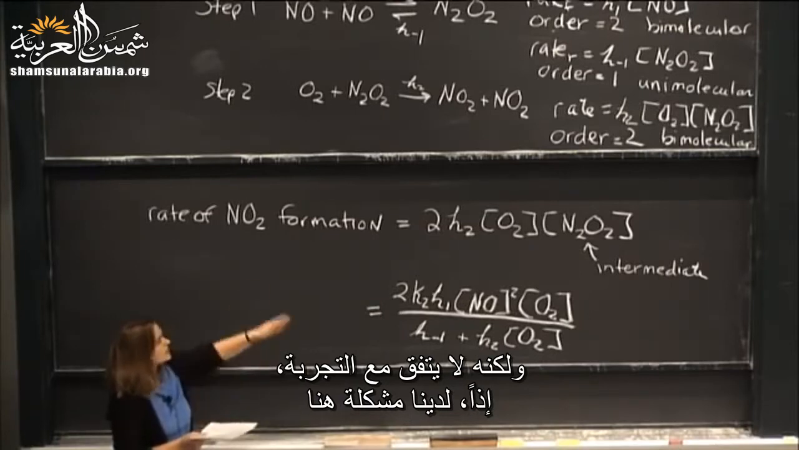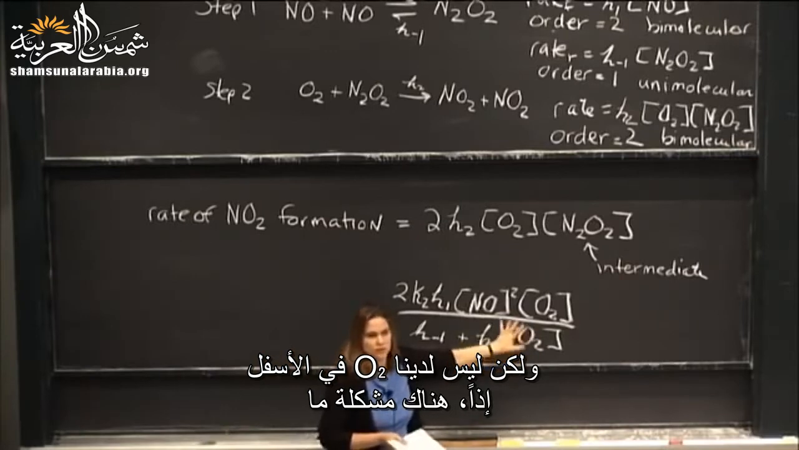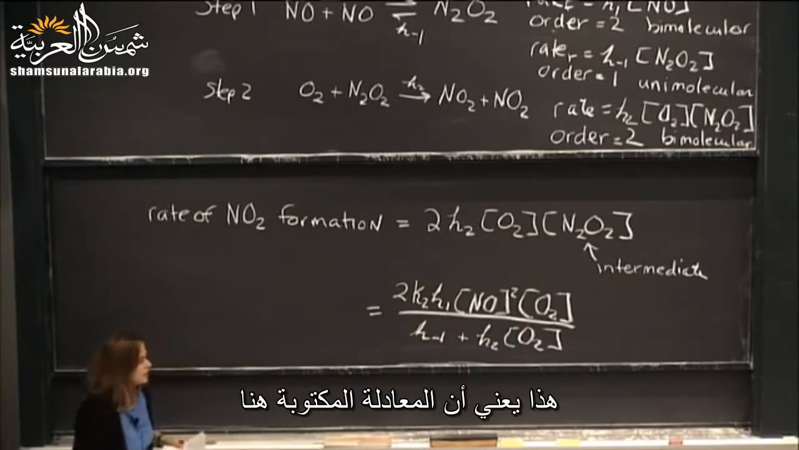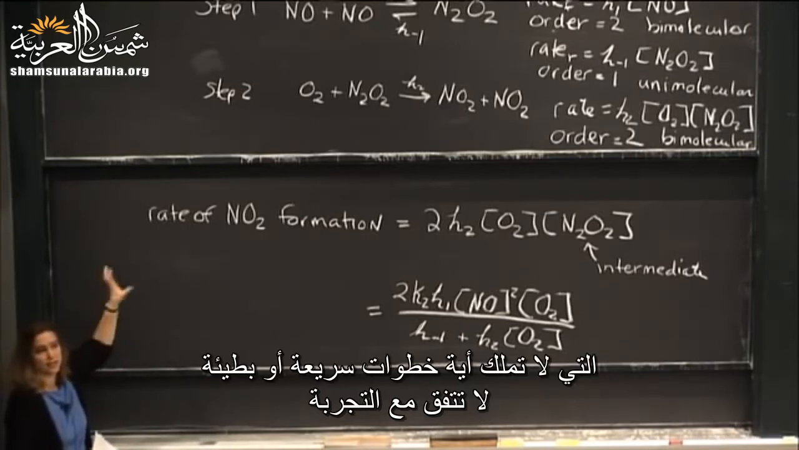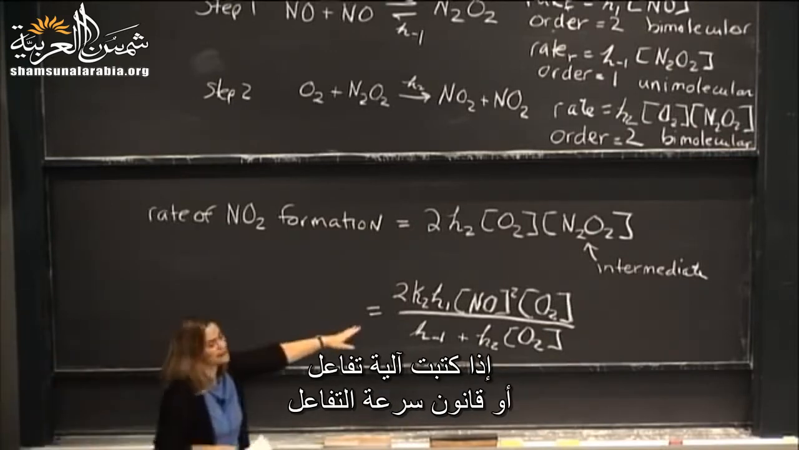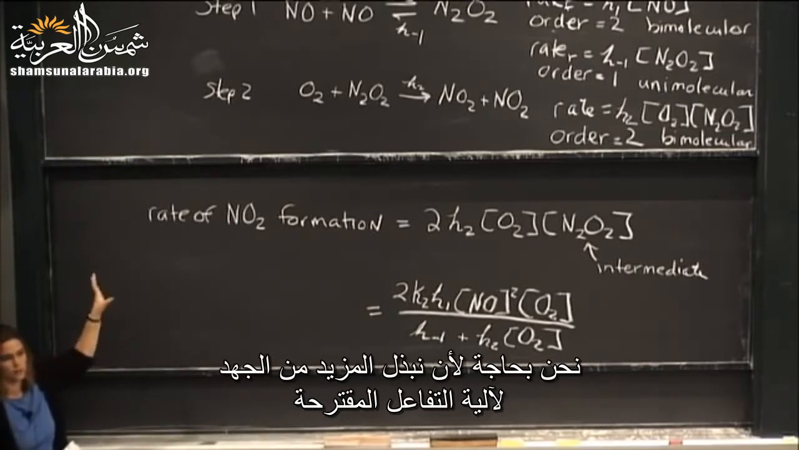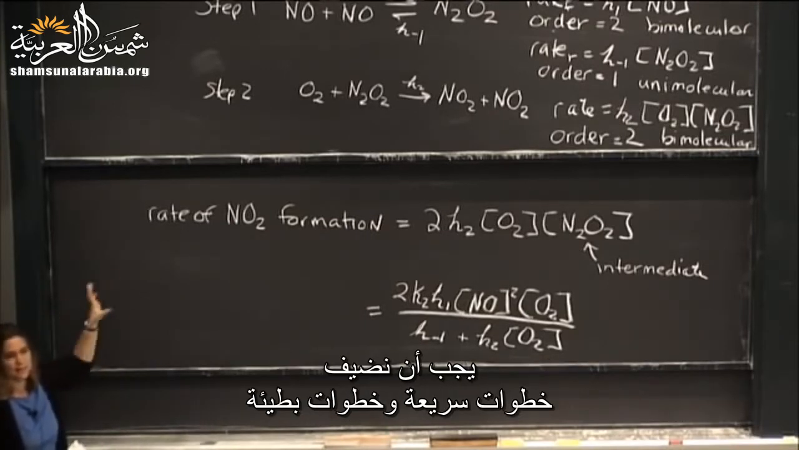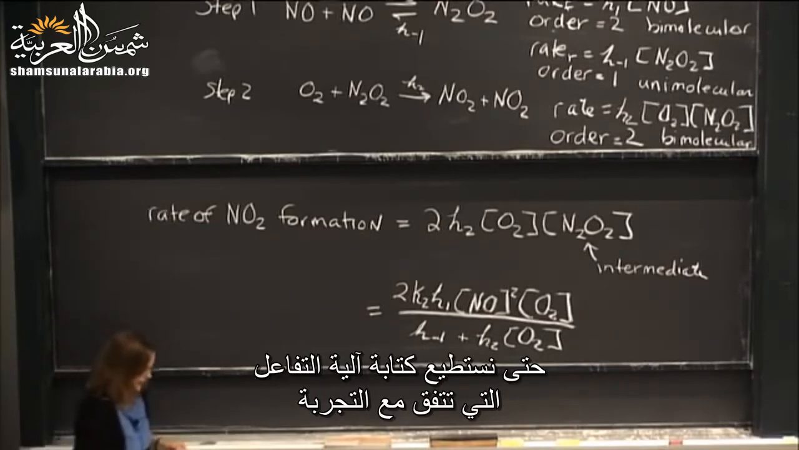Except that it doesn't agree with the experiment. So we have a problem. In the experiment, there's NO squared and O2, but there is no O2 in the bottom, so something is going on. So that means that our reaction as written, which didn't have any fast steps or any slow steps, is inconsistent. If you write a rate law for this, it's inconsistent with the experiment. So we need to do more to our proposed mechanism. We need to add fast steps and slow steps until we can write a mechanism that agrees with the experiment.